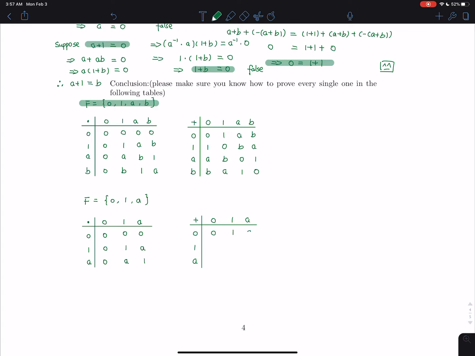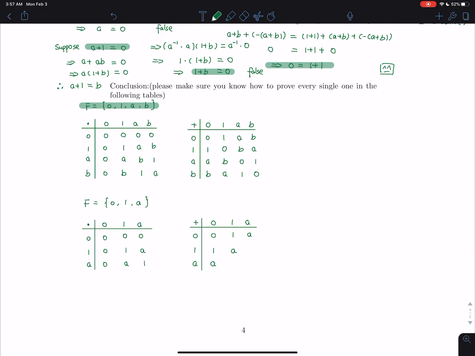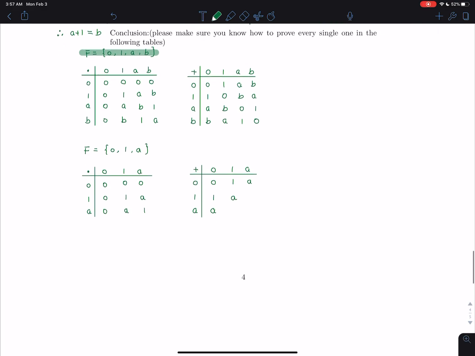0, 1, a. This should be easy for everyone. Now we have 1 plus 1. This should give us a. 1 plus 1 is a. 1 plus a is 0. a plus a is 1. Okay.